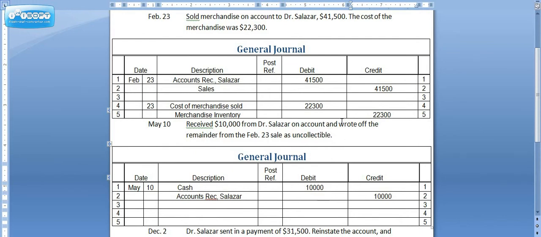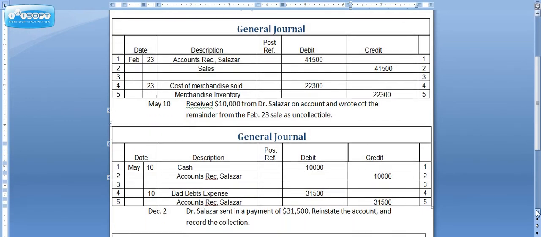Salazar. And what we've decided to do is we're going to write off that $31,500 as uncollectible. So we'll debit bad debts expense for the $31,500, and then we'll credit accounts receivable for Salazar. And after we write off the account, post this entry, post this credit to accounts receivable for Salazar, Dr. Salazar's balance is going to show zero because we've written off the account.